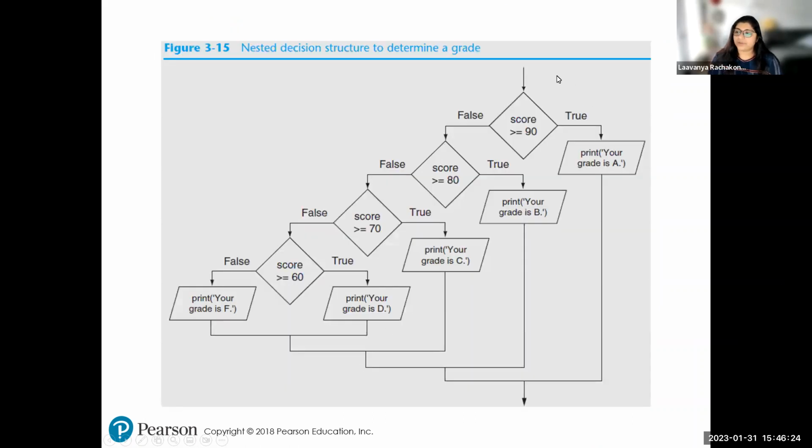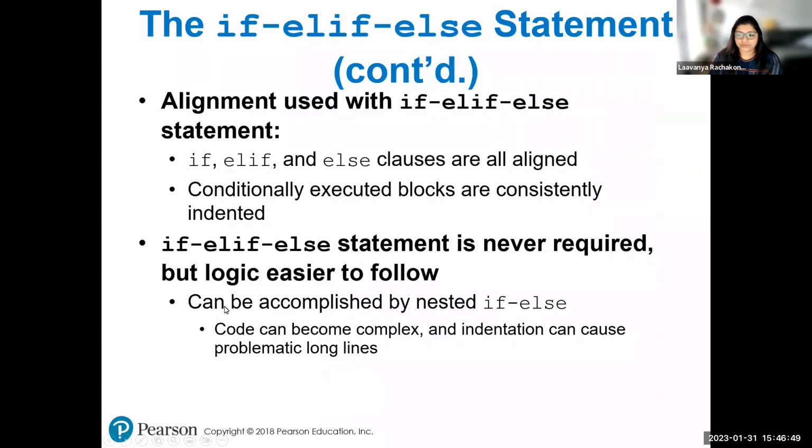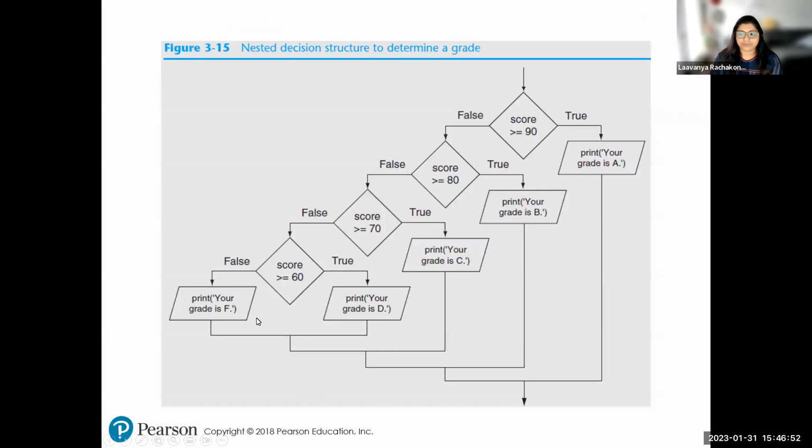Okay, so let's take a look at this. If score is greater than or equal to 90, then you're printing your grade is A. Otherwise, you're checking if it is greater than or equal to 80. If this is true, then it is B. If this is false, then check for 70. If that is true, it's C. If it is false, check for 60. If that is true, it is D. Otherwise, it is F. So this is your last else block from here. You're just printing the statement, that is, your grade is F.